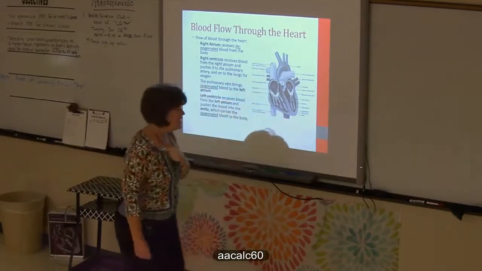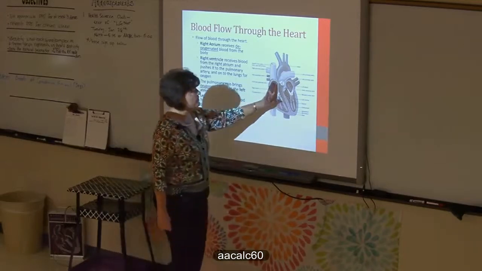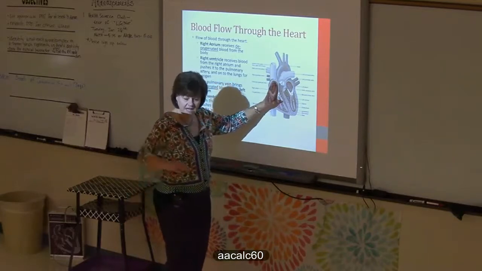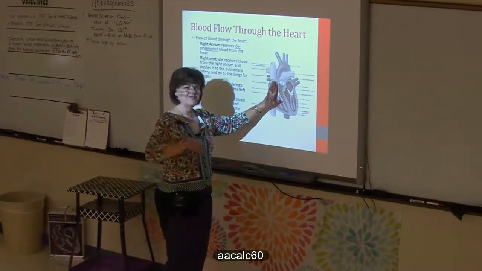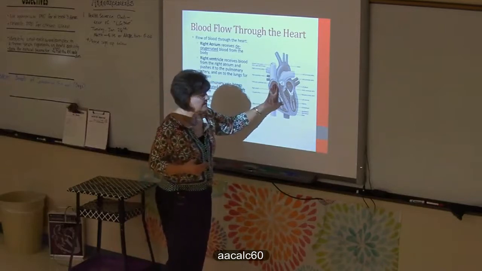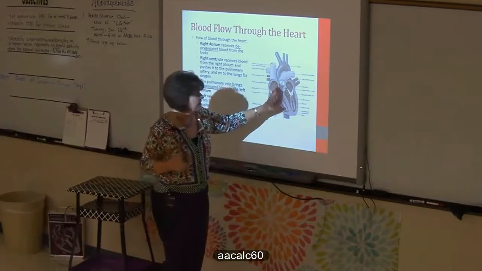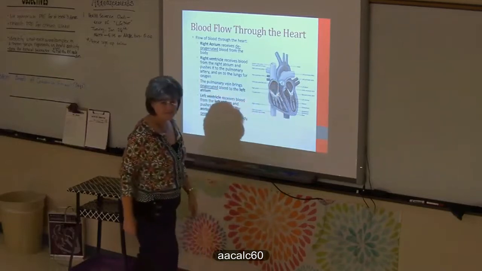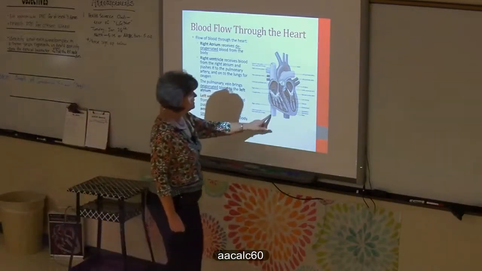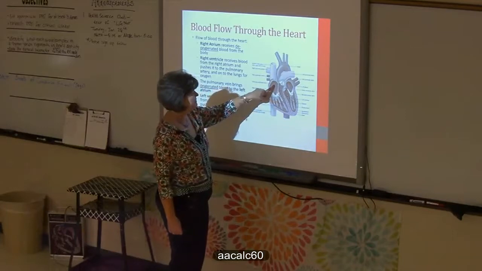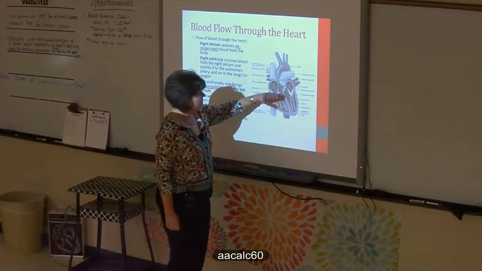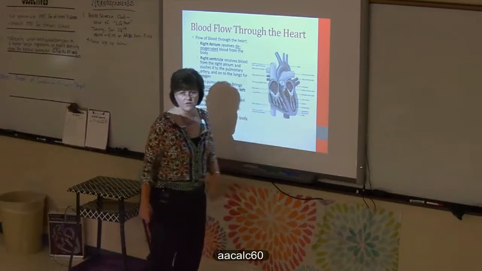So the right side of the heart receives deoxygenated blood. I've already taken the oxygen out to the cells, and I'm coming back to pick up another load. Think of a train that delivers its load, and then it's got to come back and get some more. So the right side of the heart, and this is the patient's right, so when you look at it here, it's going to be this side, is deoxygenated blood. So it's going to deliver it into the right atrium. Then it's going to go through this valve, called the tricuspid valve, that separates the atrium from the ventricle.